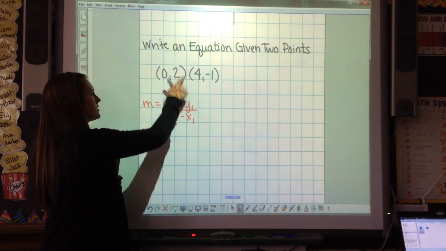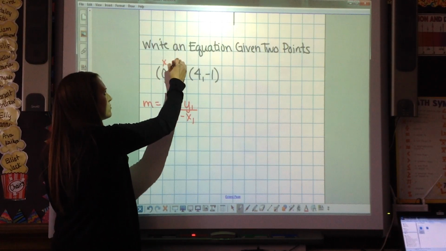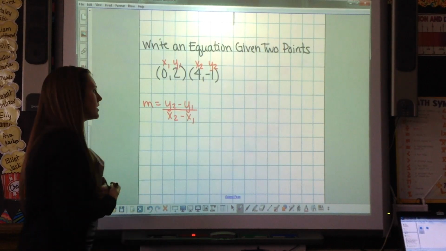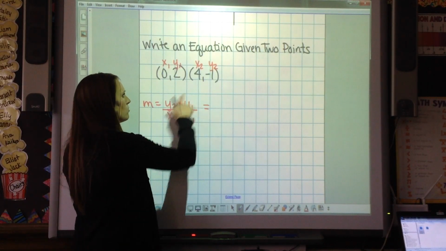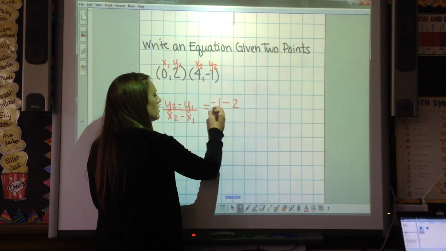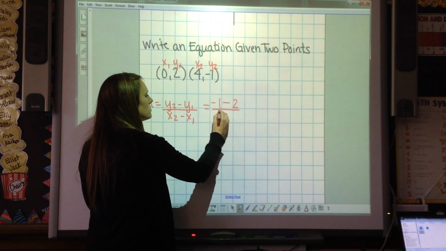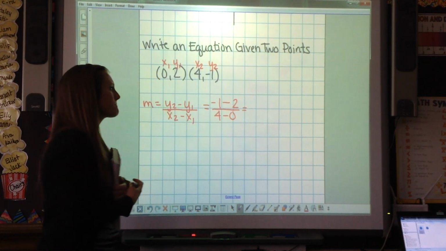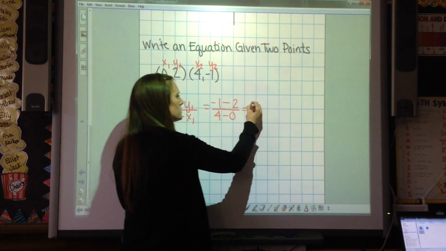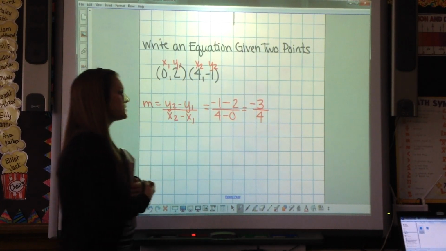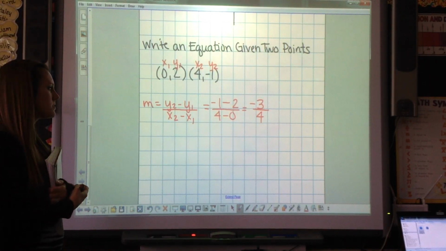last chapter that our first ordered pair has subscripts of 1 and our second ordered pair has subscripts of 2, and we plug it right into the formula. y2 minus y1 all over x2 minus x1. Same sign sum. 4 minus 0 is 4. So my slope is negative 3/4.